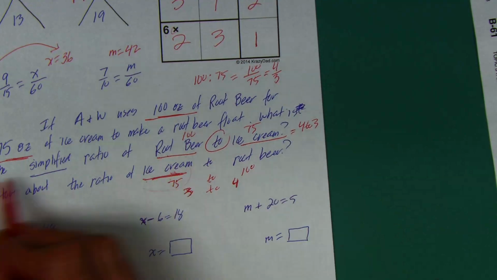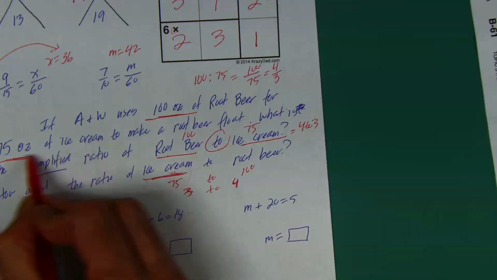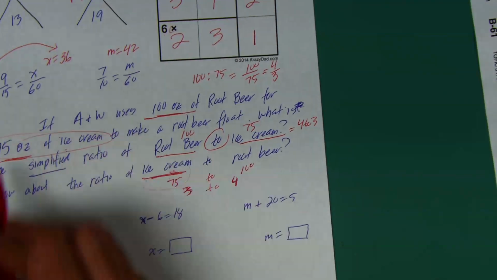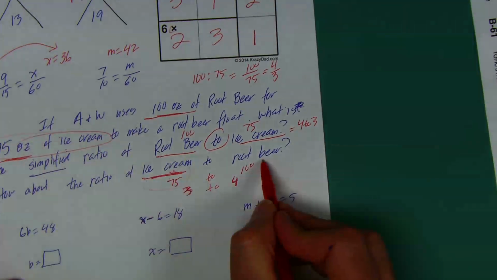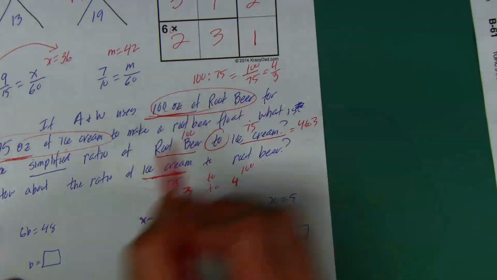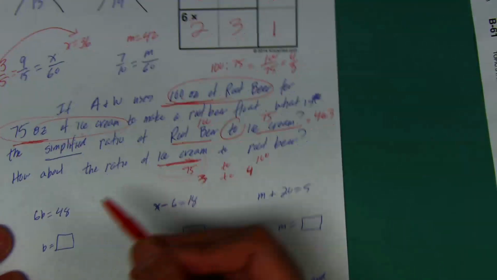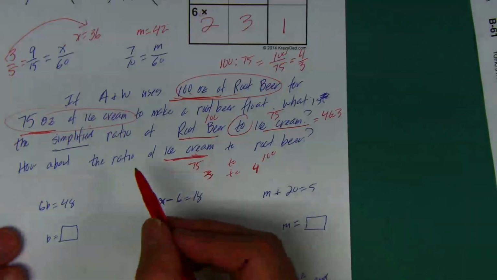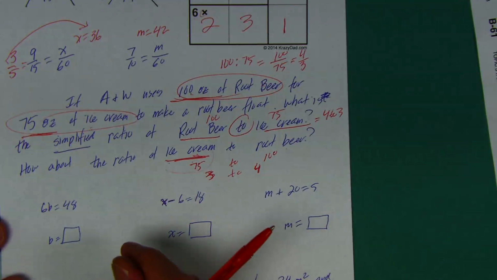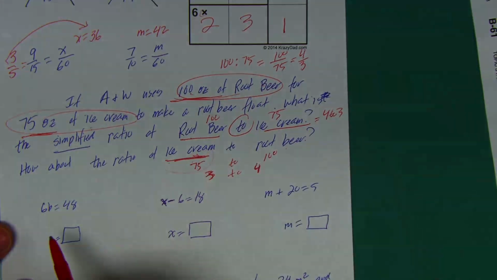Go find the word ice cream. Where's ice cream? There it is. 75 ounces of ice cream. 75 goes with ice cream. Go find the words root beer. Root beer. 100. So I know the 100's tied to the root beer, 75. So you save yourself. You don't make that mistake when they try to trick you. You say, nice try. You ain't tricking me. Okay? When you take a little bit extra time and write in words.